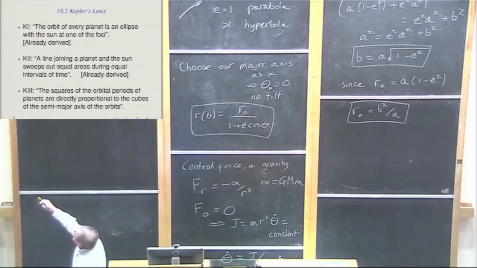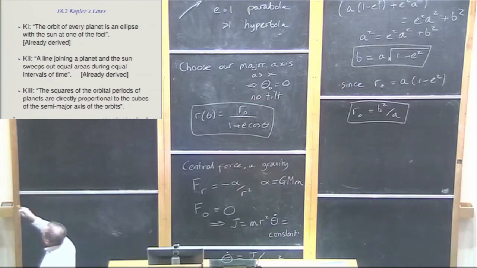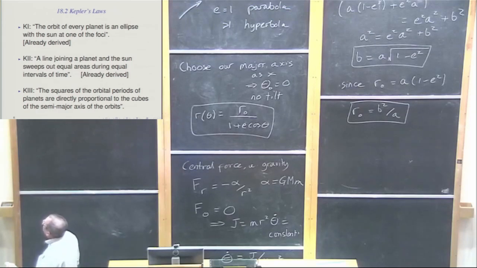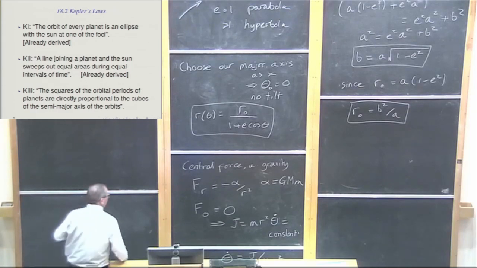Kepler 2, a line joining a planet and the sun sweeps out equal areas during equal intervals of time. This we have already also shown last week or the week before. The final expression is Kepler 3. The squares of the orbital periods of the planets are directly proportional to the cubes of the semi-major axis of the orbits. And this we will show now.